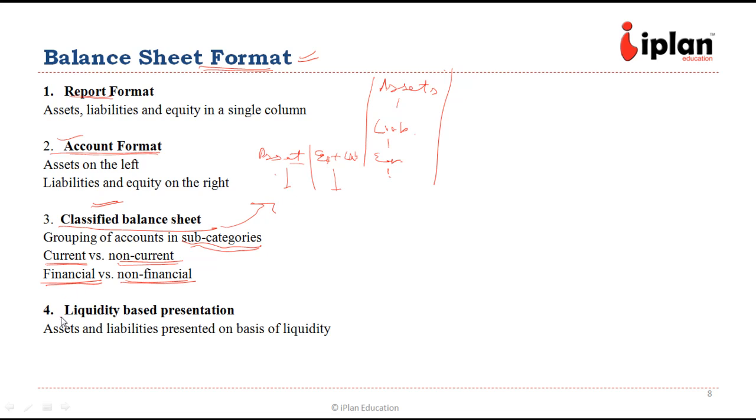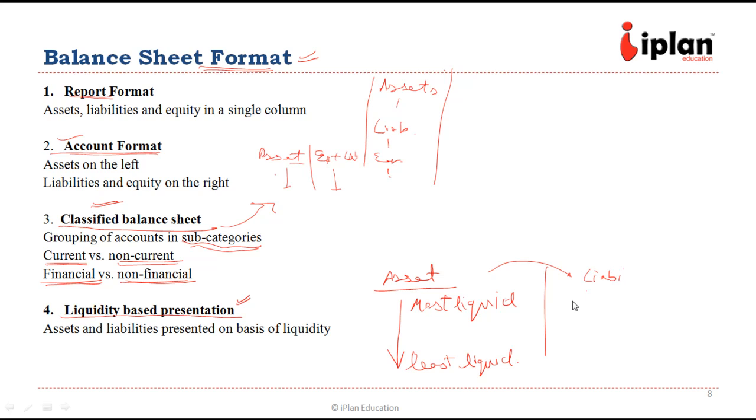And the fourth type of format is the liquidity based presentation, in which we put all these assets in a sequence of liquidity. Say the most liquid will be in the first row, and in the last we'll mention the least liquid. Similarly, we can say about the liabilities also. Generally in the case of banks, etc., we use liquidity based presentation in the balance sheet. Now let us move to the next slide.